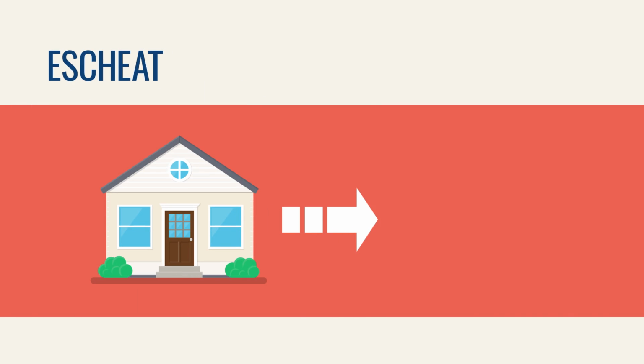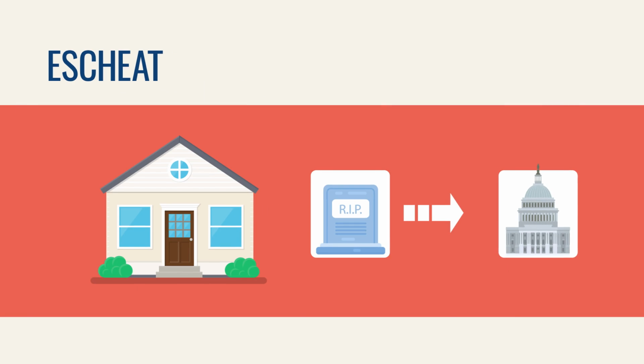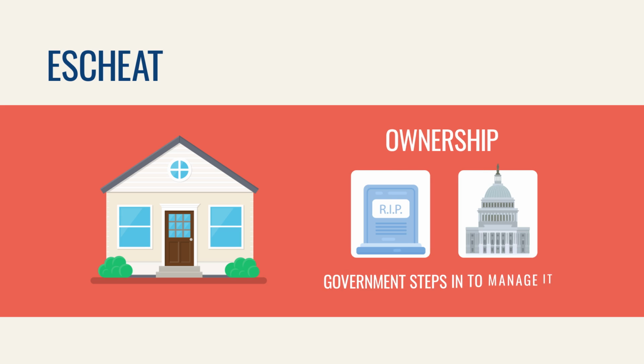The last government power is escheat. Escheat occurs when property reverts to state ownership after an individual dies without a will and without heirs. Escheat ensures that property always has ownership. If nobody else has a claim on the property, the government steps in to manage it.